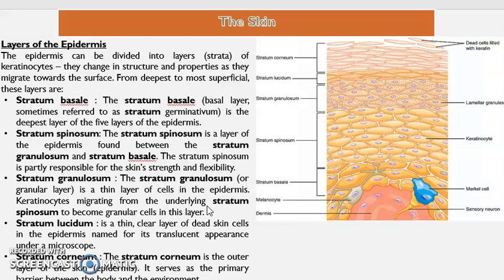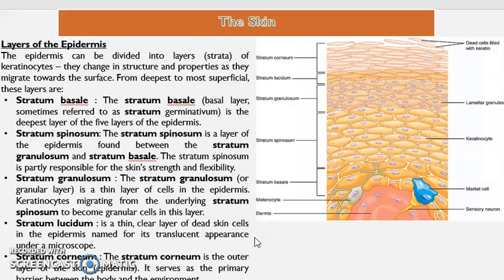From deepest to most superficial, these layers are stratum basale. The stratum basale, also called basal layer or stratum germinativum, is the deepest layer of the 5 layers of the epidermis. Stratum spinosum. The stratum spinosum is a layer of the epidermis found between the stratum granulosum and stratum basale. The stratum spinosum is partly responsible for the skin's strength and flexibility.